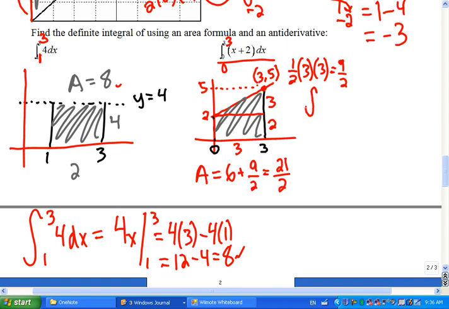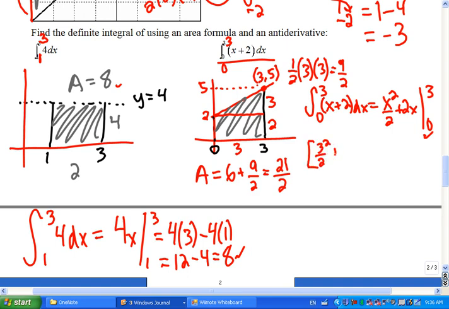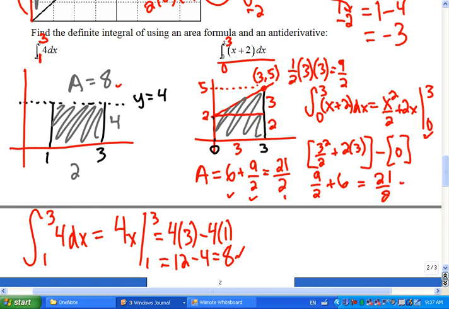If I use the antiderivative instead, from 0 to 3 of x plus 2, I get x squared over 2 plus 2x evaluated from 0 to 3. Now this one's nice because when I put in 0, everything just disappears. So the only calculation I'm going to have to do here is 3 squared over 2 plus 2 times 3. Take away, it would be nothing. So I get 9/2 plus 6. And look at that. Isn't that strange? Those are the same pieces we had here. So they will in fact add up to 21 over 2 as well.